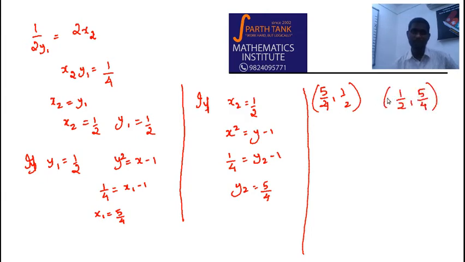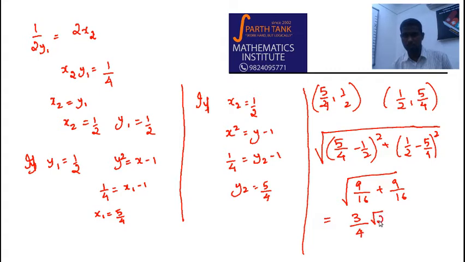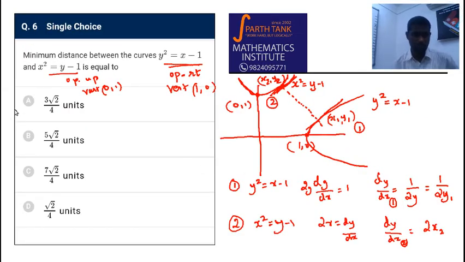As I told you, these points are symmetric to each other, right? And what will be the distance between these 2 points? Distance formula. 5 by 4 minus 1 by 2 the whole square plus 1 by 2 minus 5 by 4 the whole square. And this would be 3 by 4 the whole square plus 3 by 4 the whole square. 9 by 16 plus 9 by 16 under root. Or this becomes 3 by 4 into root 2. So the answer to the problem is 3 by 4 into root 2 units is the minimum distance, which is option A. 3 by 4 into root 2 units.